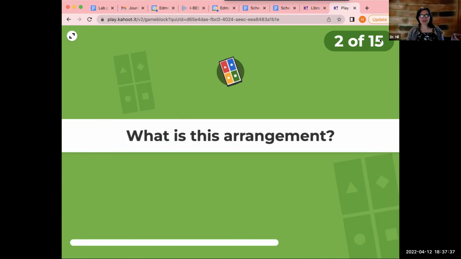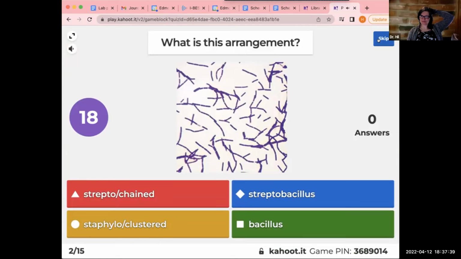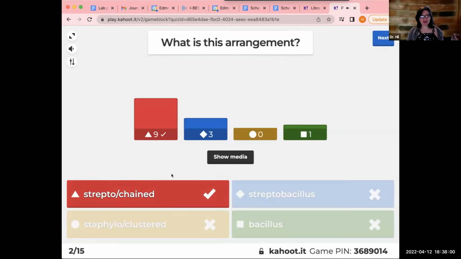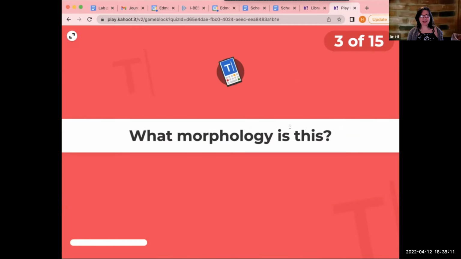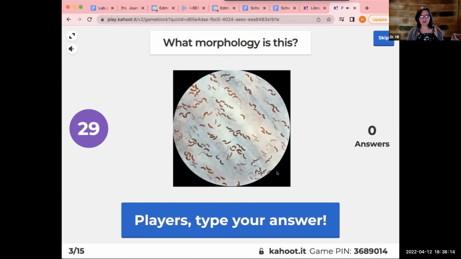What is this arrangement? It is chained, strepto. Again, streptobacillus is very tempting, but all I asked you for was arrangement, not arrangement and morphology. So just the arrangement. All right, here you have to type your answer if you can. It's showing you a picture. Type in the morphology seen in this image.